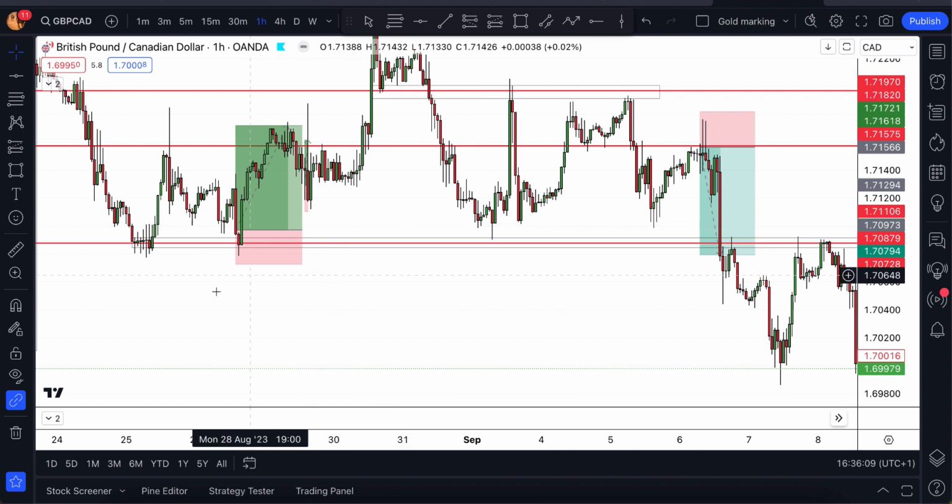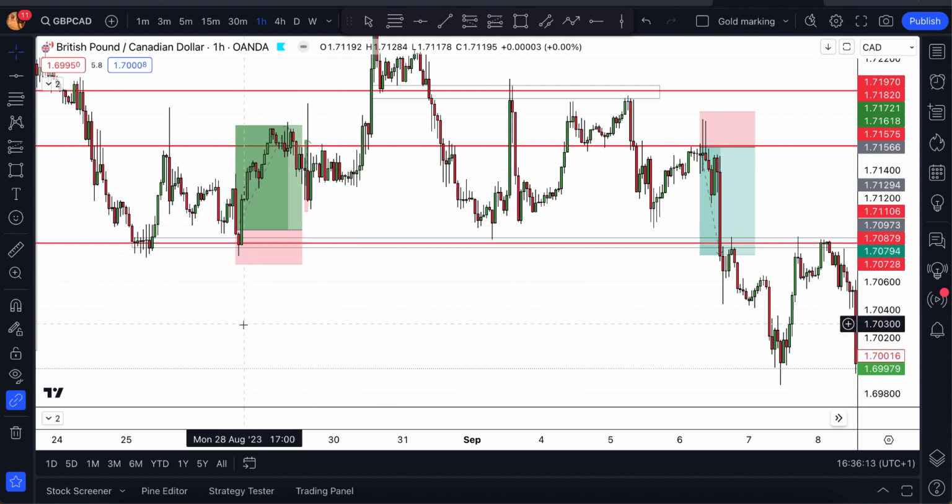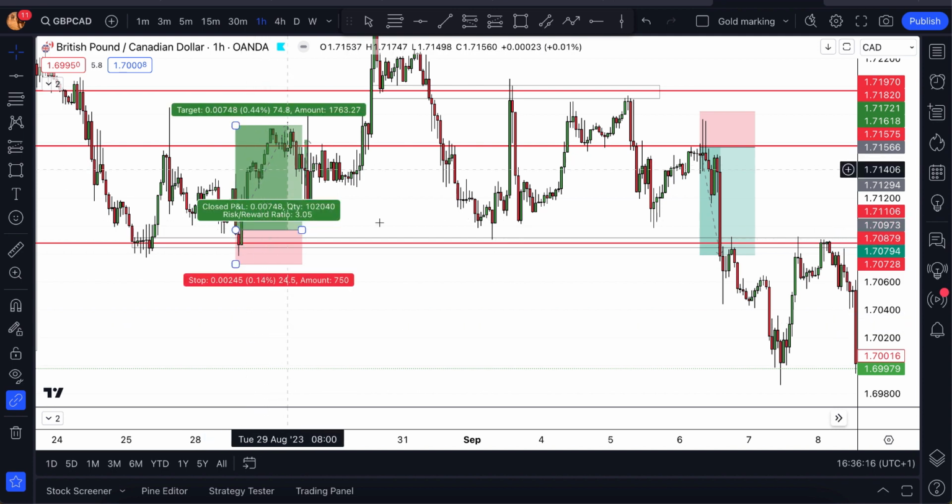And what I mean by the entry pattern as well, as you can tell, we wait for a rejection candle and we wait for an engulfing candle after it, and then we can catch a 1 2 3 trade.